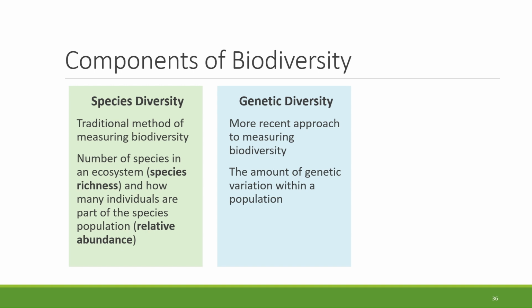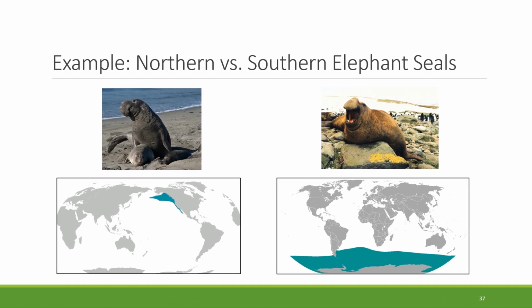An example of genetic biodiversity in the real world is seen in the case of elephant seals, which we mentioned before when we were learning about evolution. There are 2 distinct subspecies of elephant seals in the world. There's the northern elephant seals, which live in the northern hemisphere, and the southern elephant seals that live in the southern hemisphere. The northern elephant seals are shown on the left. You can see the map below it has its habitat range, which includes the Pacific coast of North America. And then southern elephant seals are on the right, and you can see that they live around the Antarctic continent.